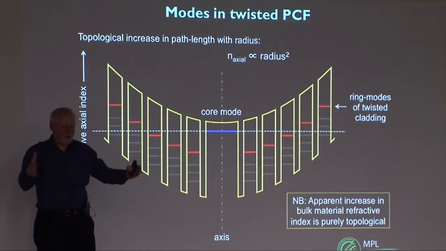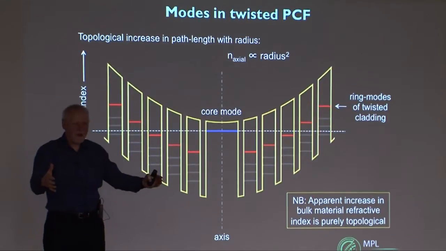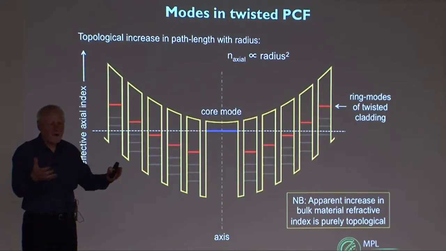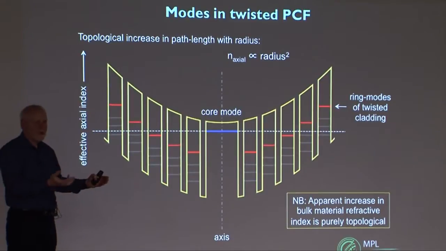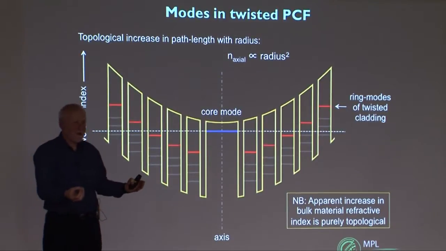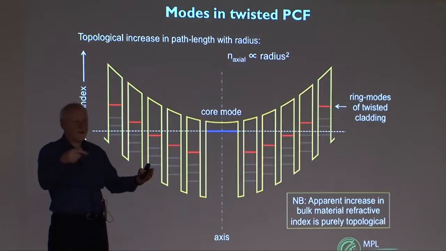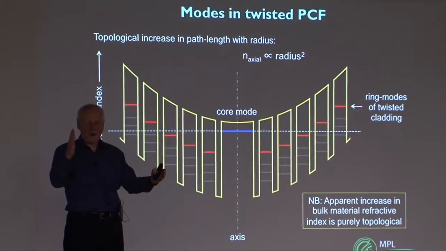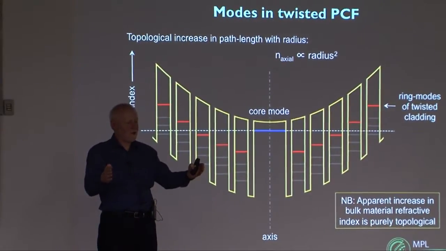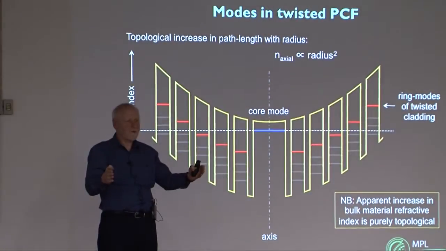And this is a purely geometrical effect. It's got nothing to do with waves or group velocity or phase velocity. It's pure geometry. Both the group velocity and the phase velocity are reduced because of this. If I measure the time it takes to go from here to here, the phase will be delayed and also the group velocity will be delayed.